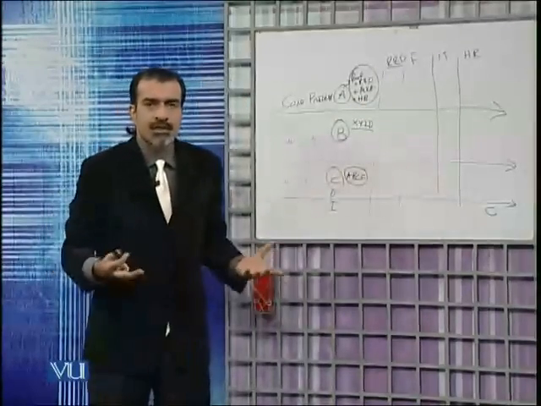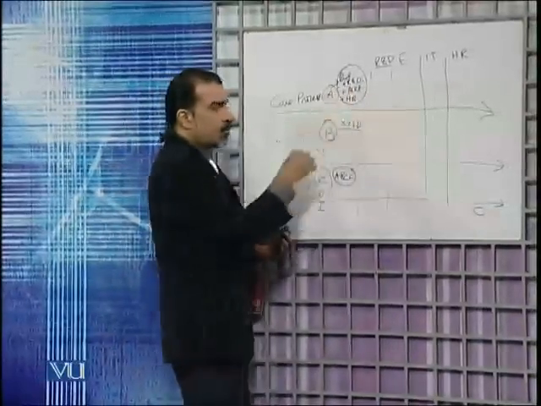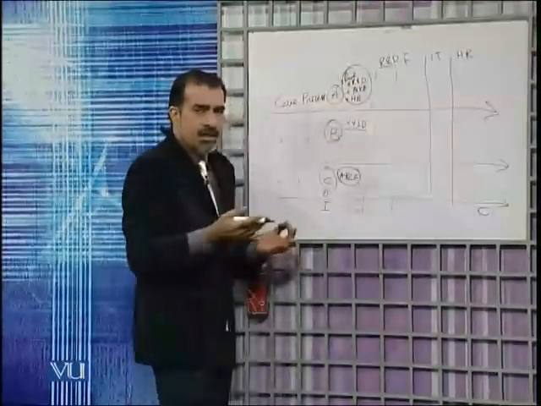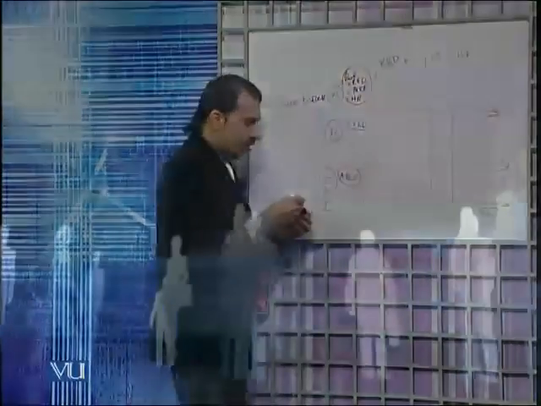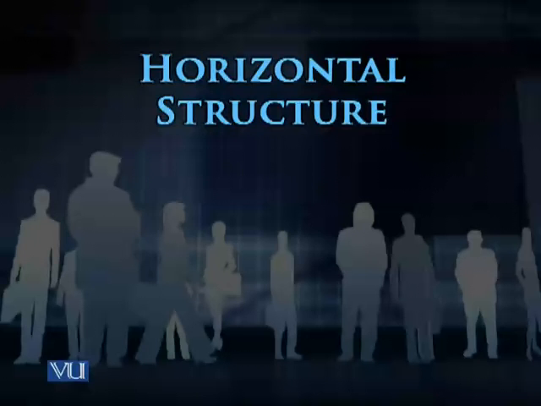There is no departmental boundary. Nobody is considered as from R&D and as from production or as from marketing, but they are considered as belonging to process A without any boundaries. So this is basically the philosophy behind creating horizontal structures.